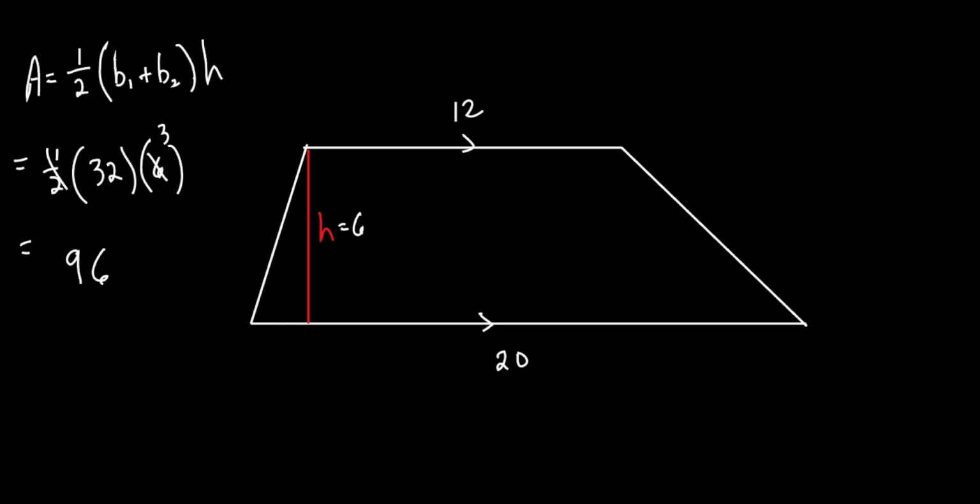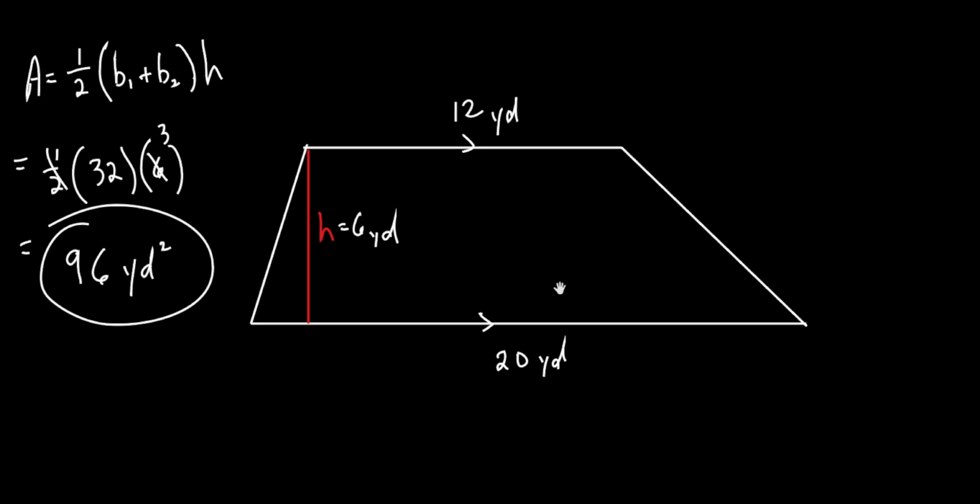Remind me to talk about the calculator in a second after I finish the kite one, okay? So units. Give me a unit. Yards. Okay, so everything's in yards. All right, so it's 96 what? Yards squared. Okay, let's do one more, then we'll talk about the calculator.